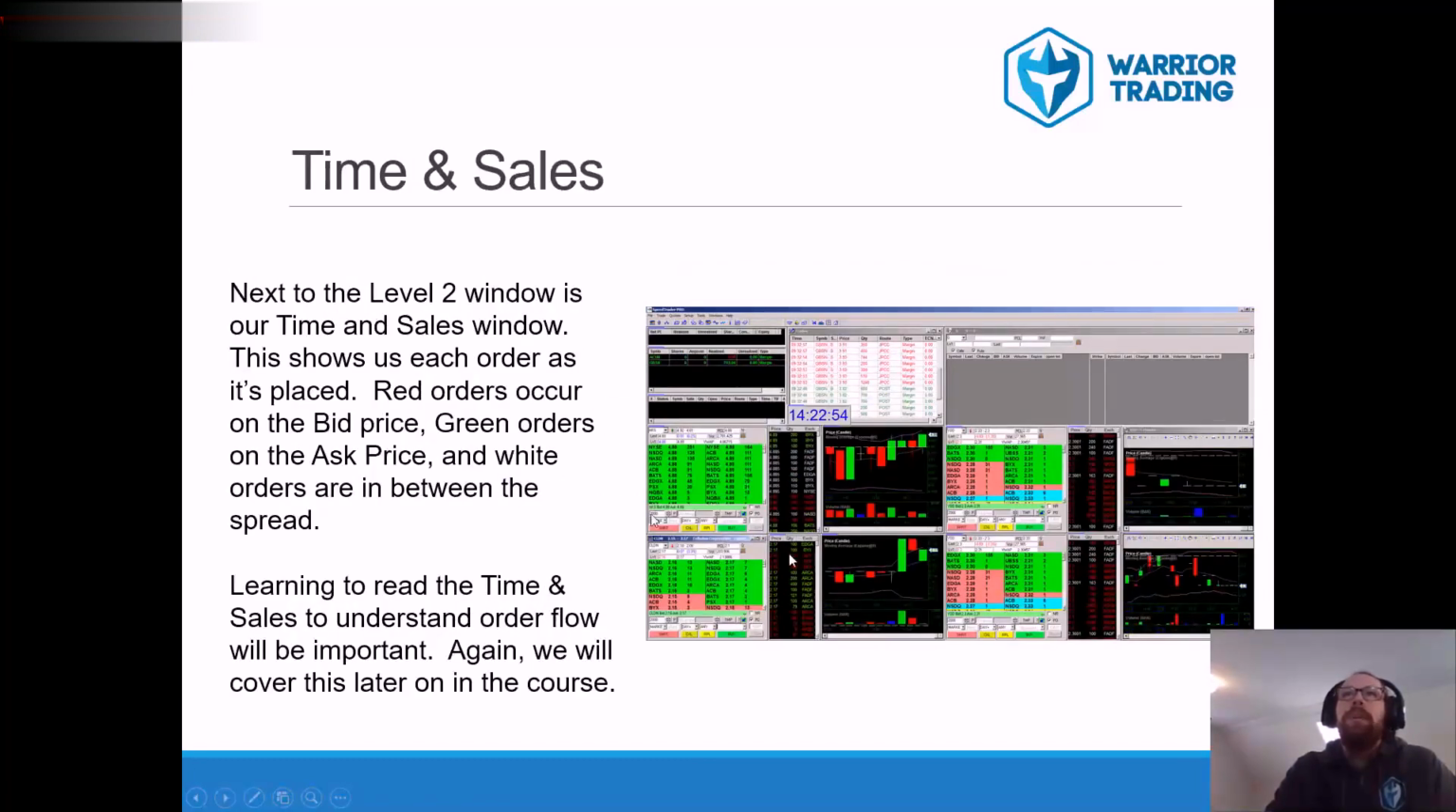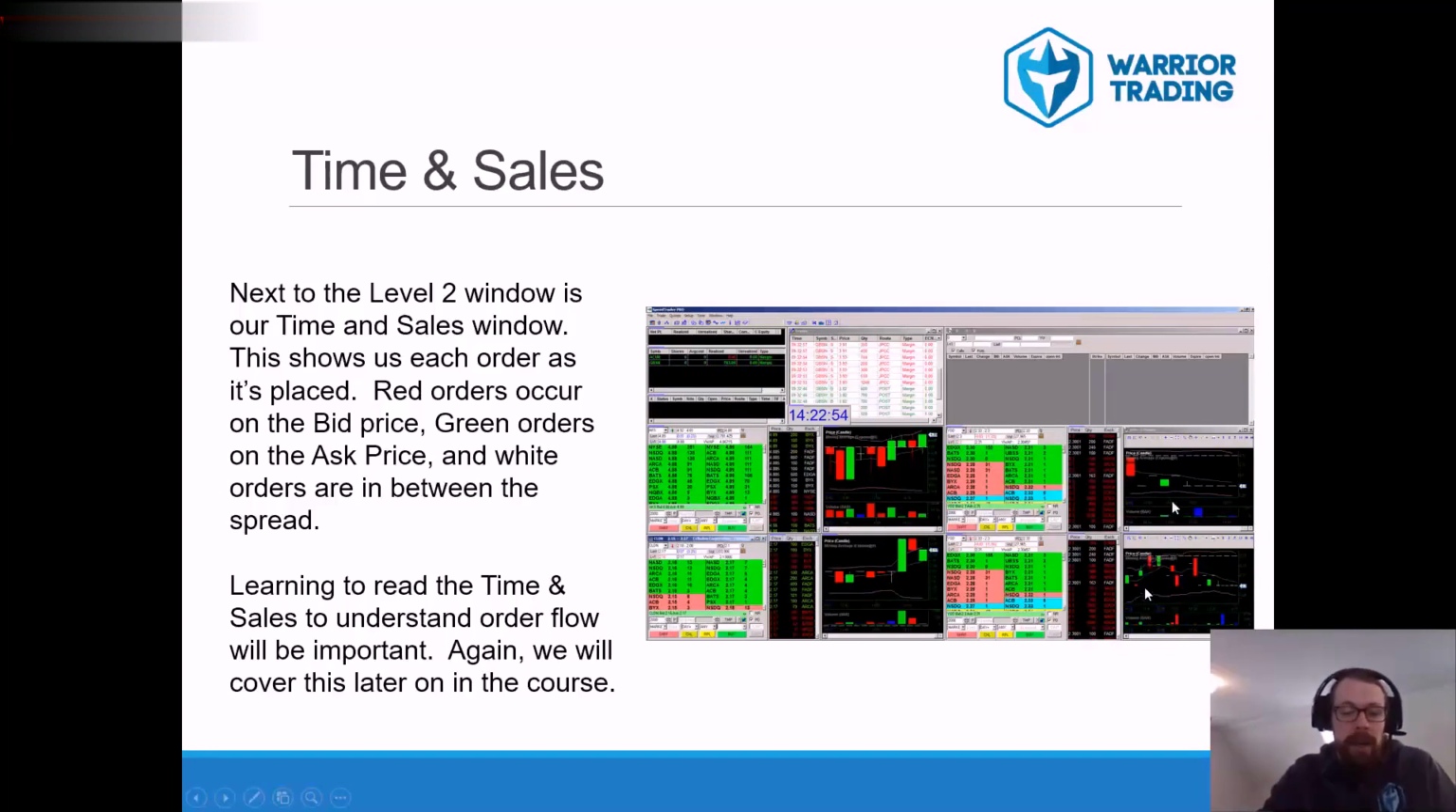So next to the level 2 window, you've got your time and sales window. The time and sales is here where you've got the green and the white and the red. This shows you every single transaction that goes through. Every time an order goes through, it'll print in the time and sales. And the old-fashioned tape machines, they used to spit out paper, giving you the current quotes. It would show you the orders that were going through. That's where reading the tape comes from. You could see these orders going through, lots of buy orders or lots of sell orders.